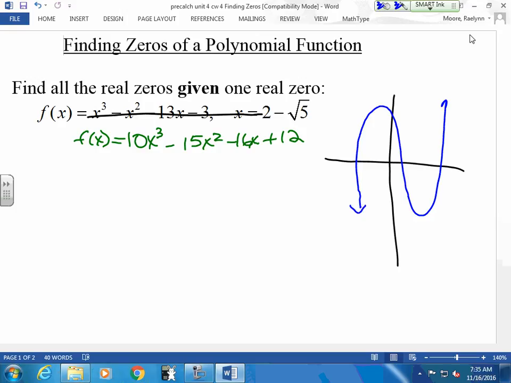Are we all agreeing with me? Okay. Now, I need to have a y of 0. There are 3 roots in this.